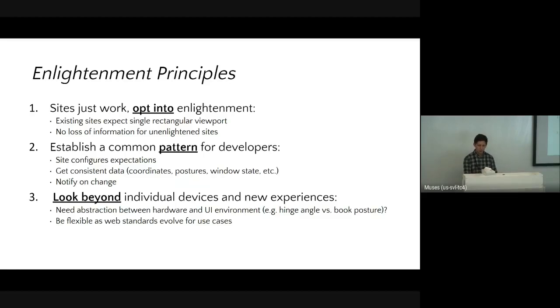Following that, we think there needs to be a common pattern for developers so that they can reason about this new state. So we think the site should be able to configure expectations around how the gap is treated, whether pixels are nominally displayed underneath it, or if they want this split view when they're enlightened. And we also think that developers should be able to get consistent data and be able to reason about the coordinates or postures or window state that we expose. And they also need to know when these things change.